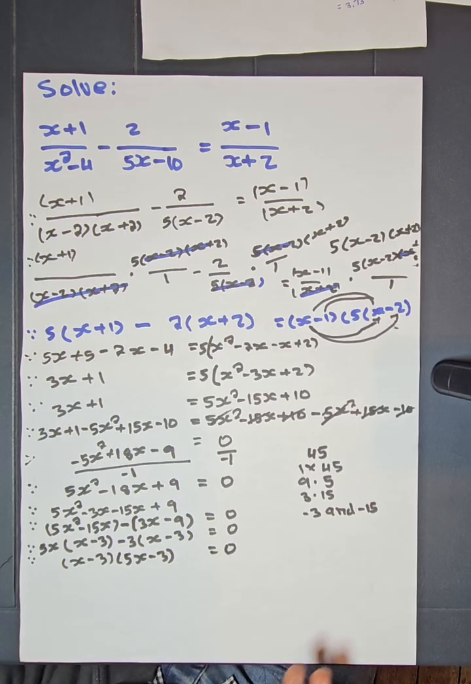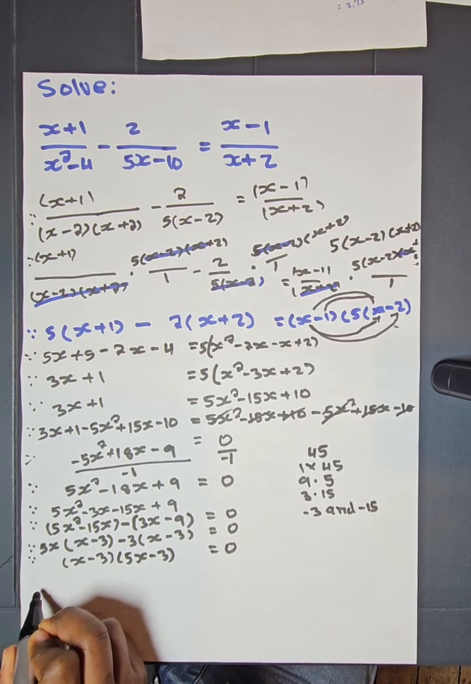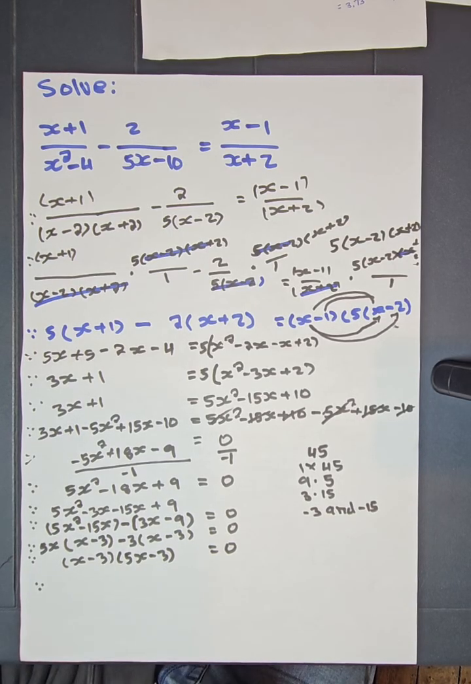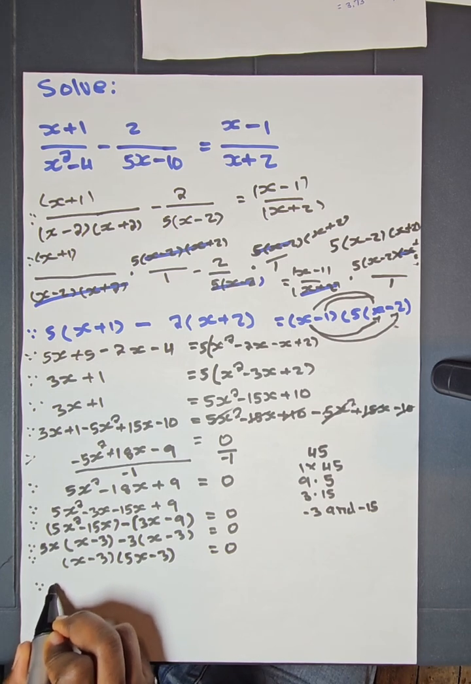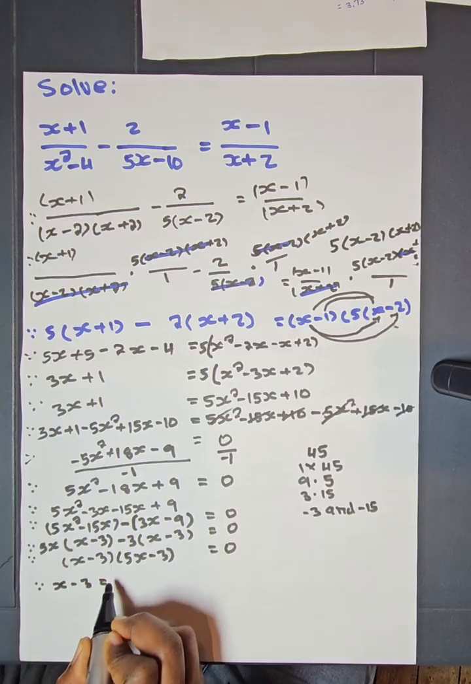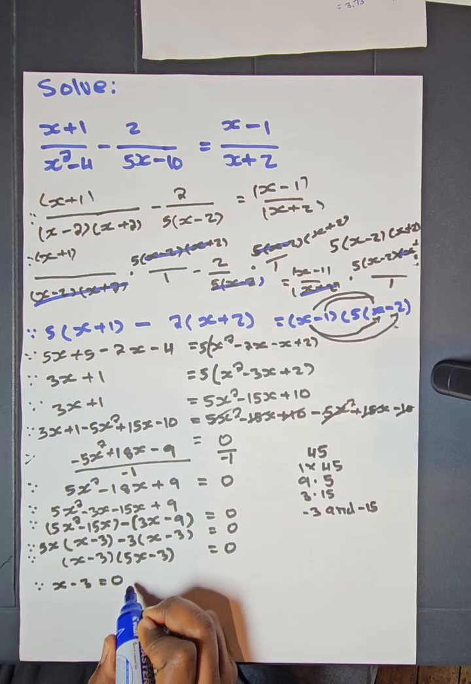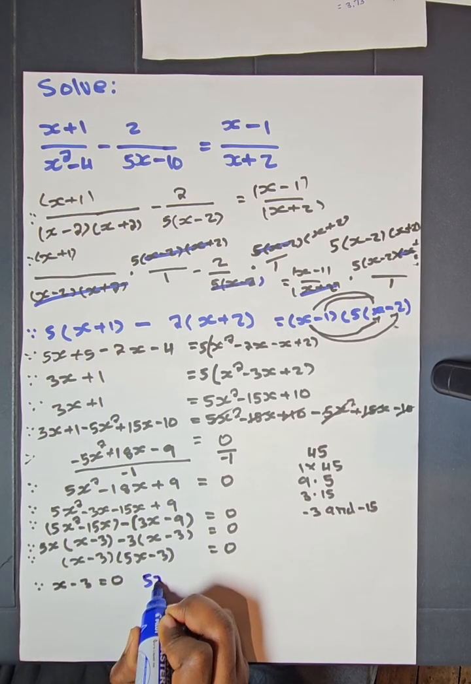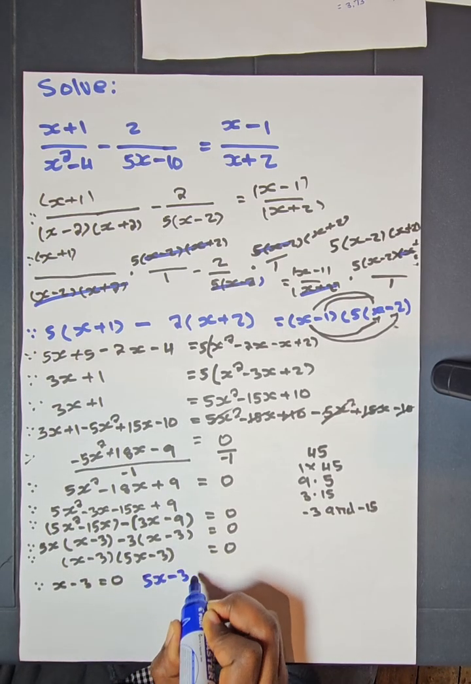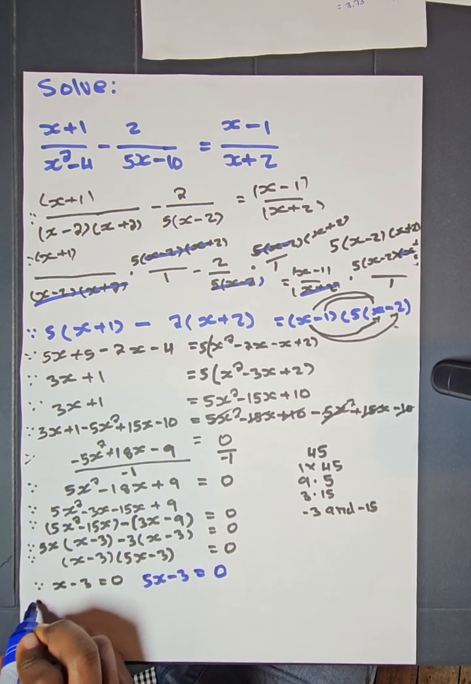Very good. What do you need to do now? You need to put each factor equal to 0 and then solve it for x. Let's take the first factor, which is x minus 3, and put it equal to 0. Okay, and let's take the second factor, which is 5x minus 3, and put it equal to 0. Now let's solve the first factor.